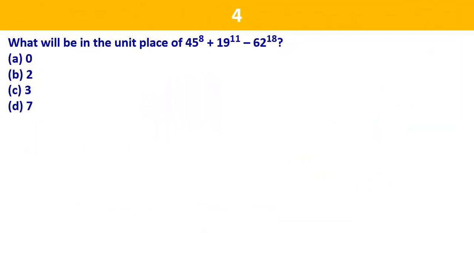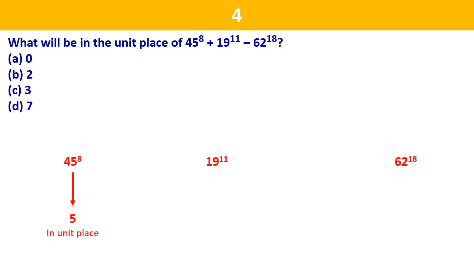Problem number 4. What will be the unit place of 45 to the power of 8 plus 19 to the power of 11 minus 62 to the power of 18? Now, using the power cycle of these three numbers, we will determine the unit place. So the first number is 45 to the power of 8. We know that 5 to the power of anything will always give you 5 in the unit place. So here 5 will come.